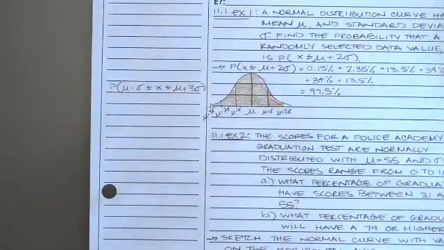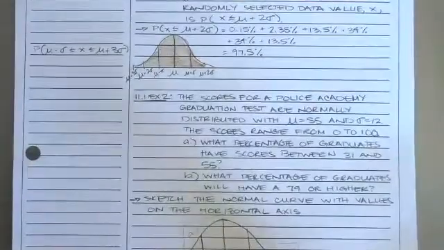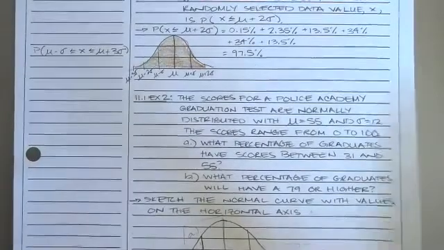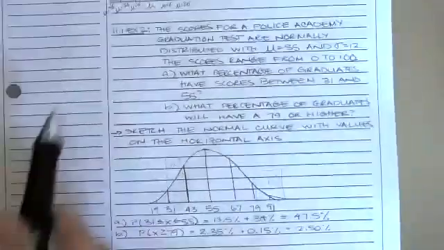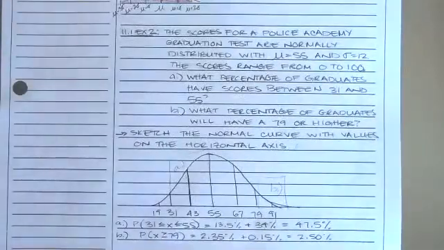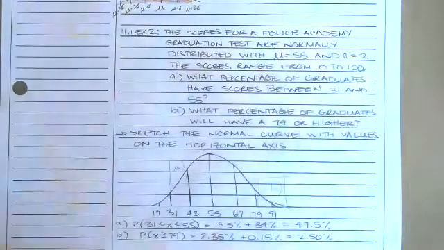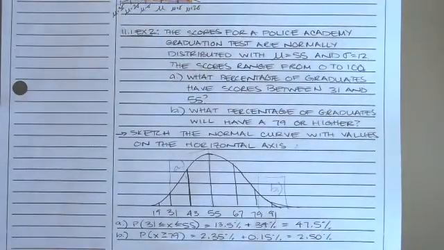Other questions, or are we all set? I think we're good. Okay. So example 2 from our textbook says the scores for a police academy graduation test are normally distributed with mu equals 55 and standard deviation equals 12, or sigma equals 12. The scores range from 0 to 100. What percentage of graduates have scores between 31 and 55? And then part B, what percentage of graduates will have a 79 or higher?